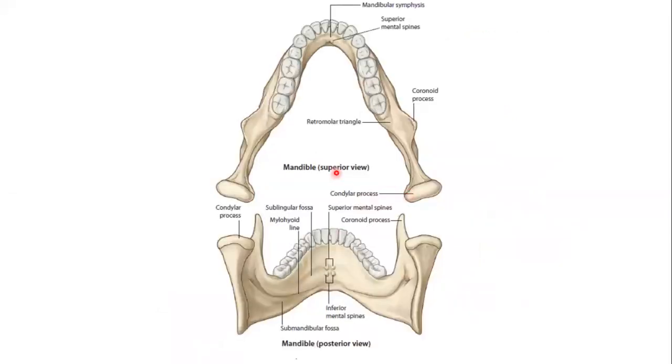This is another view of the mandible. This is superior and this is posterior. In the posterior view, this is the midline. This is the posterior part of the symphysis menti, which also has a groove, the median groove, whose upper part has the superior mental spines or tubercles, and lower part has the inferior mental spines or tubercles.